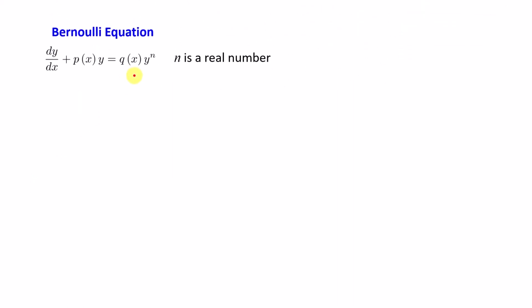Now a slightly modified form of the previous equation is that here we have a y to the power n, where n is a real number. If n is 0, then this equation just becomes the previous equation and we can just solve using the integrating factor. But now because we have this y to the power n, we have a problem. We have to remove this y from here.